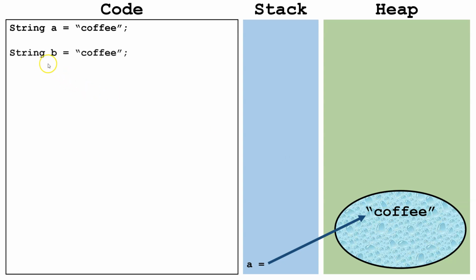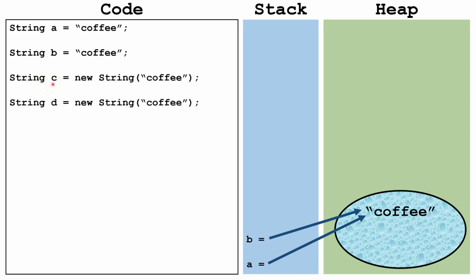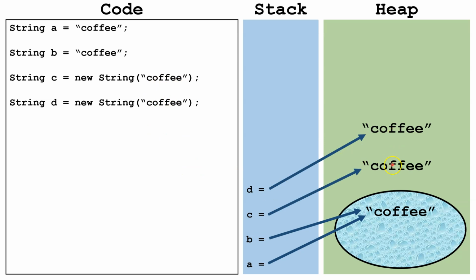Now, we're going to declare string B and also set it equal to coffee, and something interesting happens. Before creating a new object, the Java virtual machine checks and sees there's already an equivalent string on the heap. So what it's going to do is create B and have it point at the same value. Now, there's another way we can declare and initialize strings. We can say String, the name of the variable, equals new String, and then put the string literal in there. In this case, it's going to create individual objects outside of the string pool on the heap.